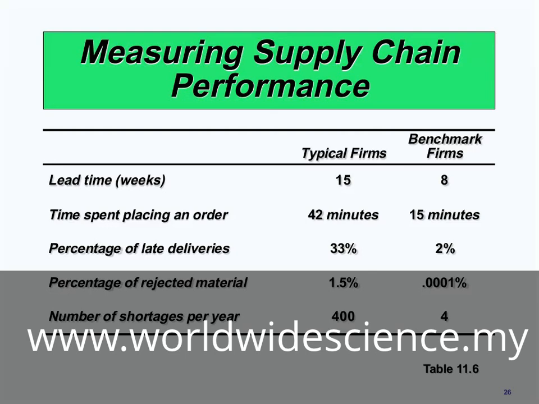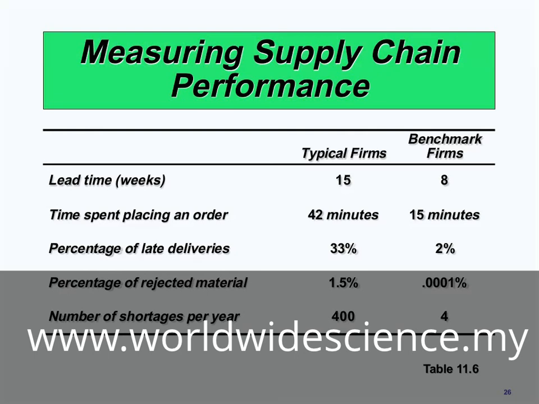In typical firms, or usual firms, the average lead time in supply chain is 15 weeks. But in good companies, high performance companies that are called benchmark firms, this lead time is 8 weeks. It's nearly half of the lead time in typical firms. Typical firms are usual firms, and benchmark firms are those firms that have high performance.